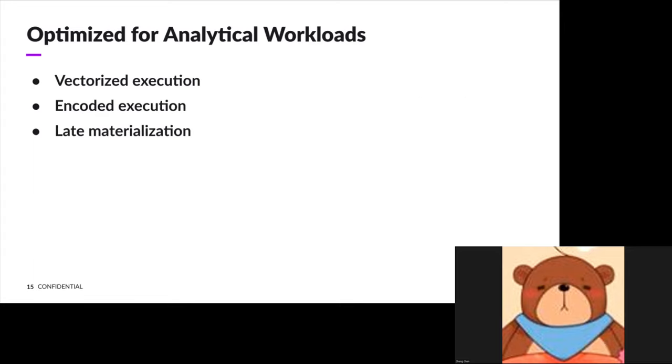Next, let's look at the optimizations we do at the query layer to support hybrid workloads. Our column store is optimized for analytical workloads. Some optimizations we do are vectorized execution, where we execute on a batch of loads using SIMD instructions. We also support encoded execution, where we can execute on encoded data for some filters, group by, and hash join operations. We also do late materialization, where we only decode rows and columns that are needed. These optimizations are kind of common. They can be commonly found in other OLAP systems.